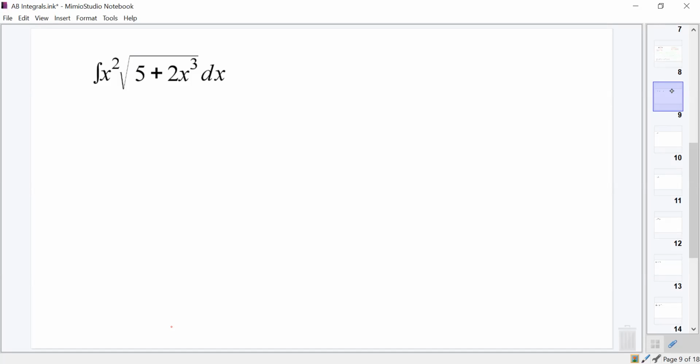So we either want to substitute out all of that or substitute out a piece of that. So do you guys want to substitute out the entire square root of 5 plus 2x cubed, or do you just want to substitute out the 5 plus 2x cubed? Just the 5 plus 2x cubed? Okay. And if I do that, what would du equal? It should be the derivative of this, which is just 6x squared dx.